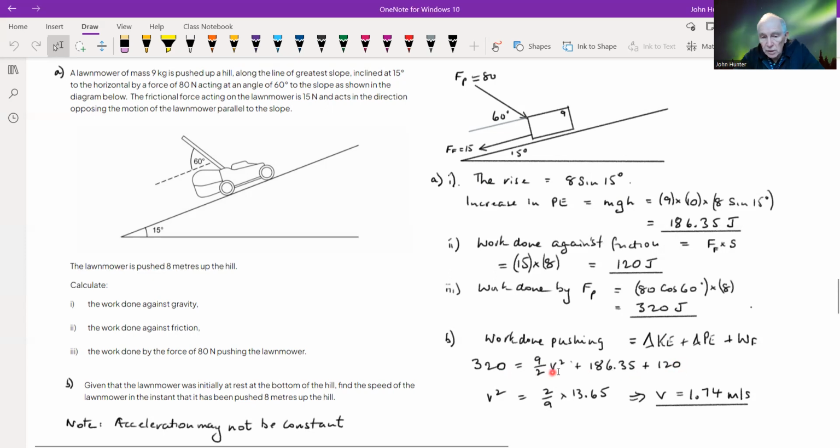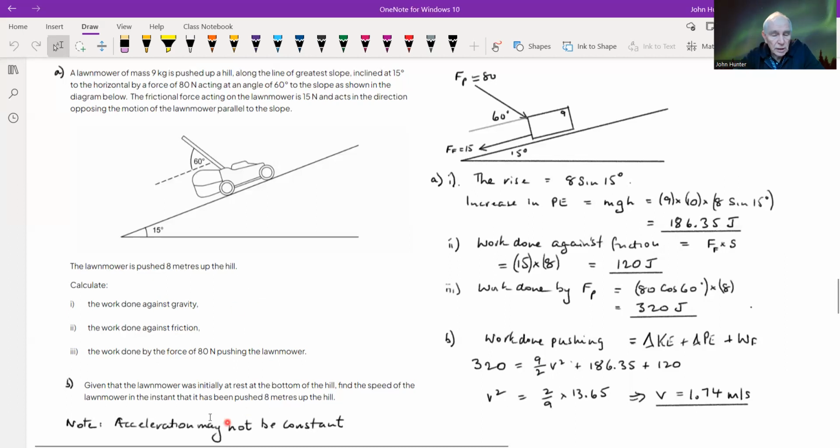Okay, so that is just an equation in v squared, and we can work that through, and that is just going to give us a velocity of 1.74 meters per second. So that will be the speed of the lawnmower at the instant that it's been pushed 8 meters up the hill. Okay, so that is it really.